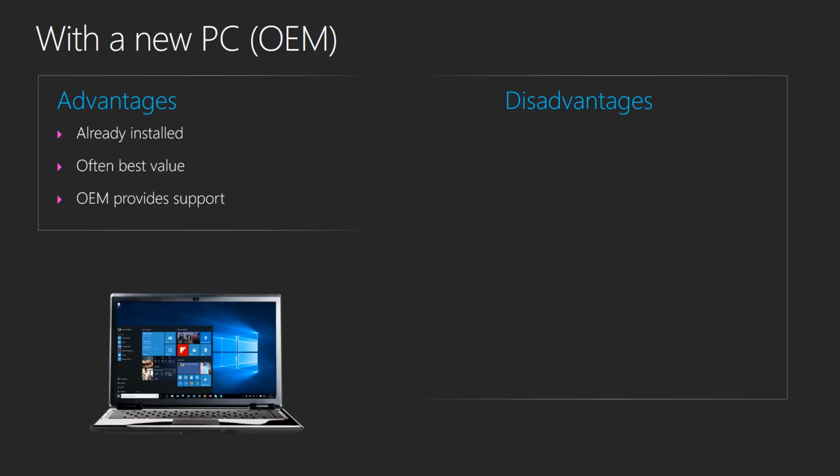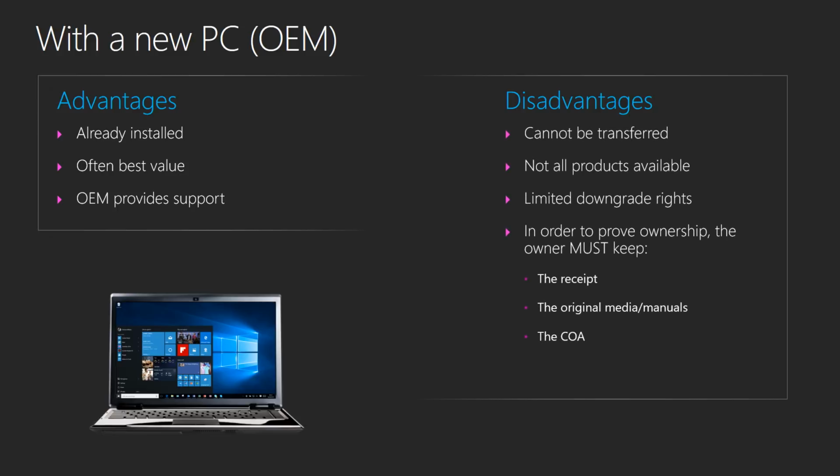But what about disadvantages? Firstly, these licenses cannot be transferred from the machine that it was bought with. They belong forever to the hardware they were purchased with, and you'll often hear the expression that the license lives and dies on that machine. Secondly, not all products are available through this route anyway. It's pretty much only the operating systems and Microsoft Office.